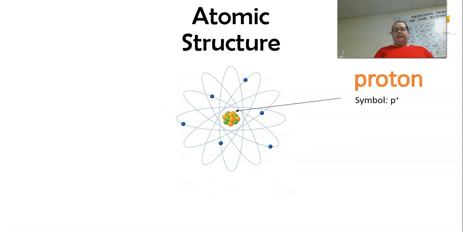So proton, its symbol is P plus. Underneath your proton flap, you lift it up on your notebook paper, and you're going to write this information. So the symbol is a P plus. Why is it P plus? Well, because it has a positive charge.